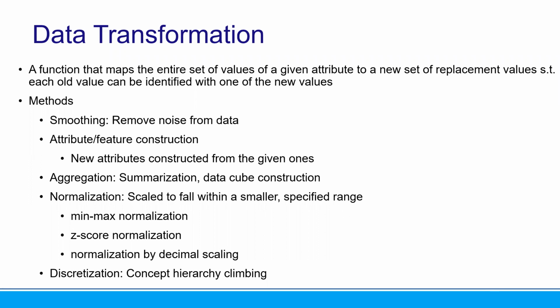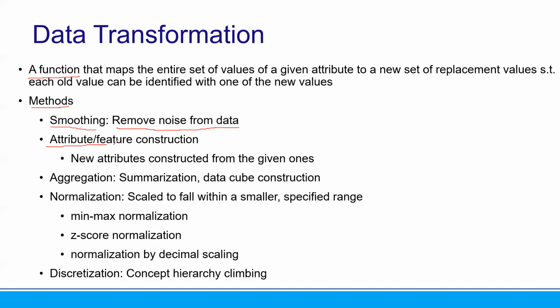Okay, so as I explained previously about data transformation, it is a function to change a value from the original value to a new value. There are some methods in data transformation. We call it smoothing. Smoothing means to remove noise from data.